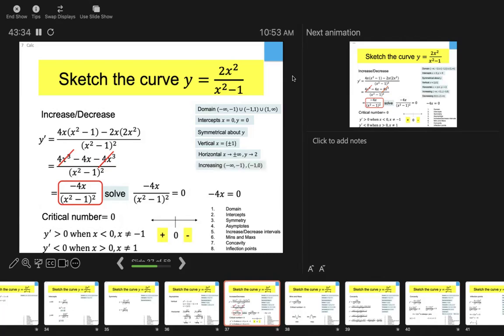I chose to write it like this, right? So I'm increasing from -infinity to -1, and from -1 to 0. 0 is the critical number. And then I'm decreasing from 0 to 1, excluding 1, and then from 1 to infinity. Yes? That makes sense?